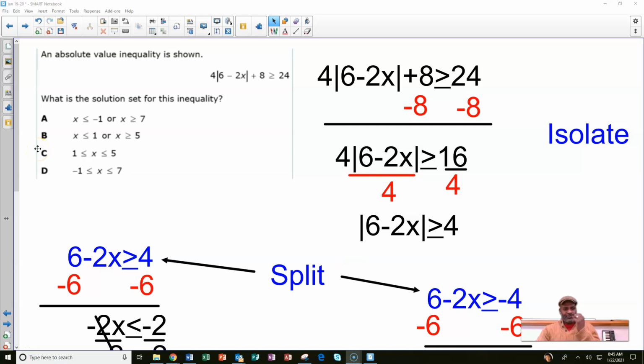Okay, now we come upon problem number 13. An absolute value inequality is shown. What is the solution set for this inequality? Okay, I'm going to show how we did this by hand in class first.